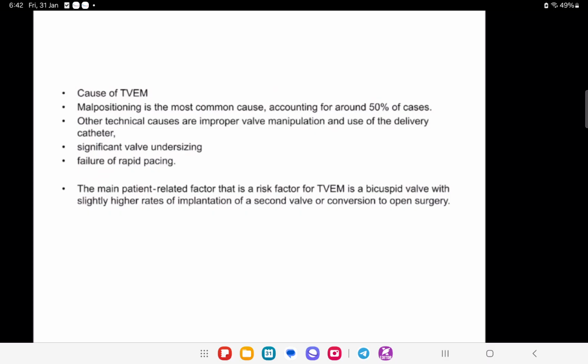Causes of embolization of the valve. Malpositioning is the most common cause, which accounted for more than 50% of the cases. Other technical causes are improper valve manipulation and the use of the delivery catheter, significant valve undersizing, and failure of rapid pacing. The main patient-related risk factor for embolization is a bicuspid valve, with slightly higher rates of implantation of a second valve or conversion to open surgery.